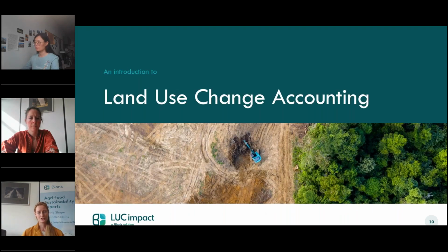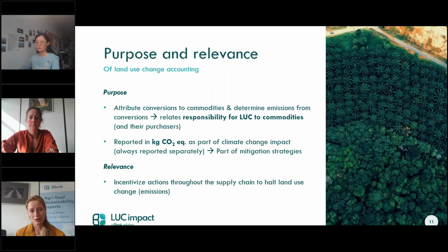This brings us to land use change accounting. So the purpose of accounting for land use change emissions within your life cycle assessment or LCA, or within your greenhouse gas assessment, is to attribute these conversions, these land use changes, to specific commodities, and then determine the emissions from these conversions. And by doing this, we relate also not just these emissions, but also the responsibility for land use change to commodities and their purchasers.